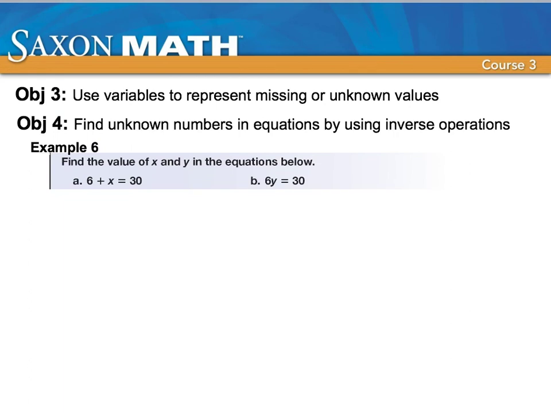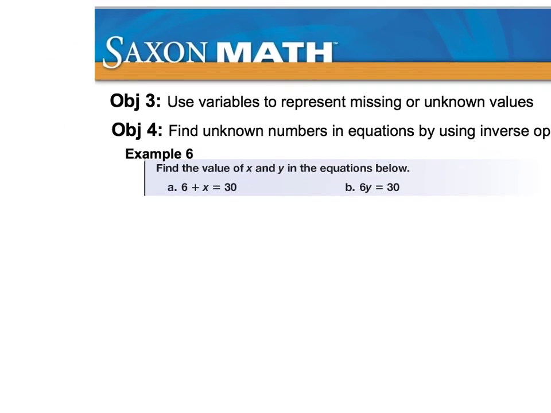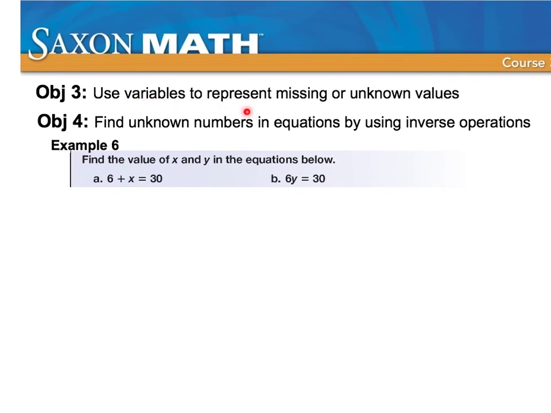Okay, we got the last two examples here for you. Objective number 3 says to use variables to represent missing or unknown values. That just means I want to use a letter to represent a number I don't know. Objective 4 says to find unknown numbers in equations by using inverse operations. Inverse means opposite. So we're going to find the missing numbers by using inverse operations.